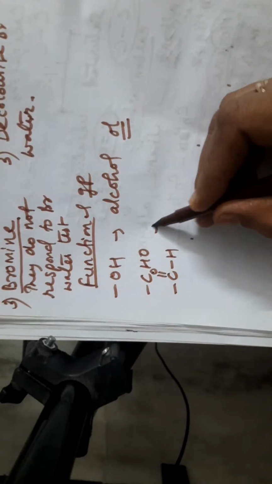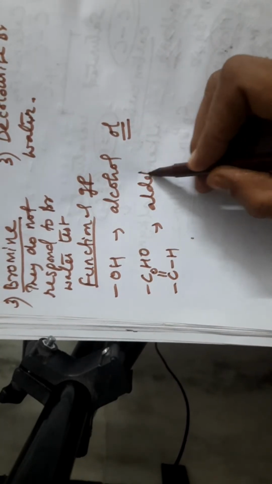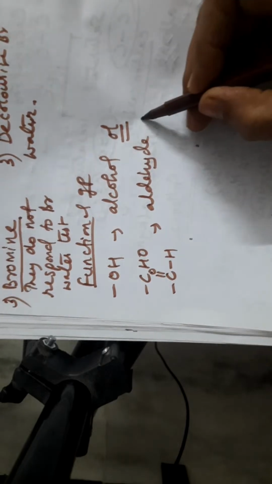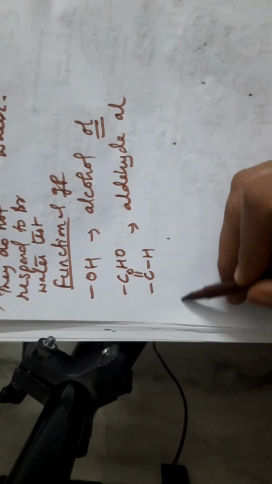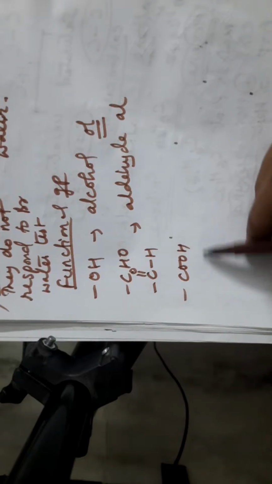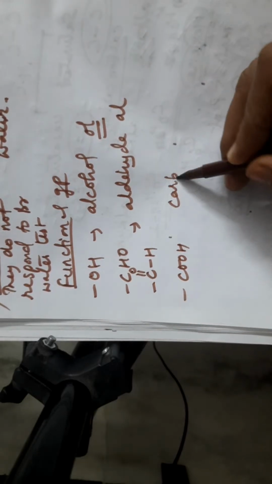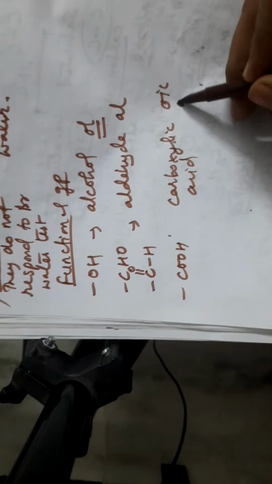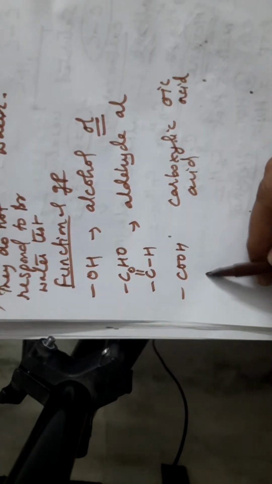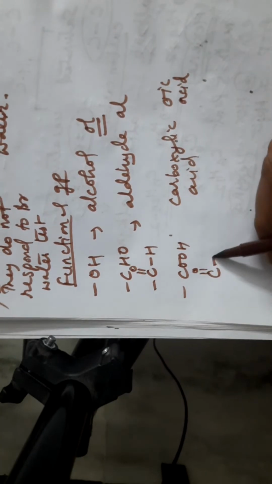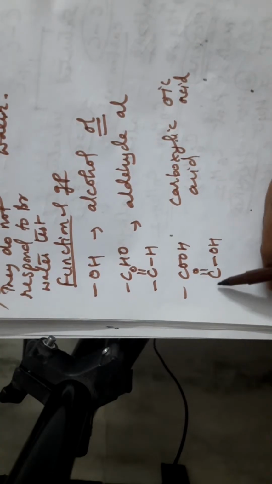CHO stands for aldehyde, where we use al. After aldehyde, COOH, carboxylic acid, where we add the suffix oic acid. This can be represented as double bond O, OH, 3 bonds. So 1 has to be represented on the side.